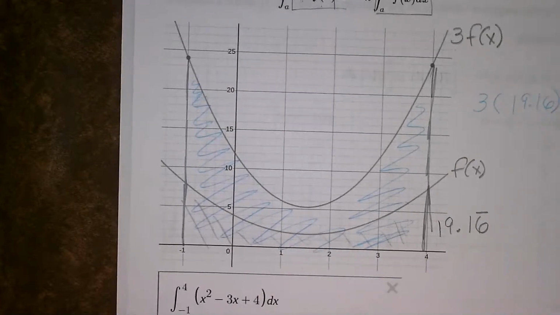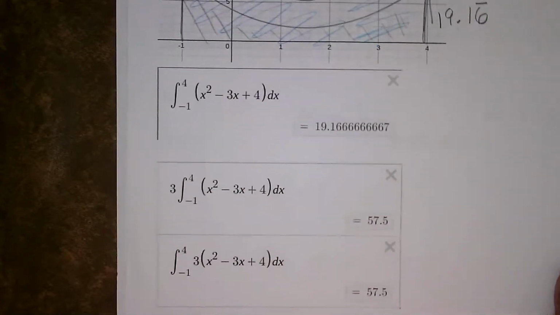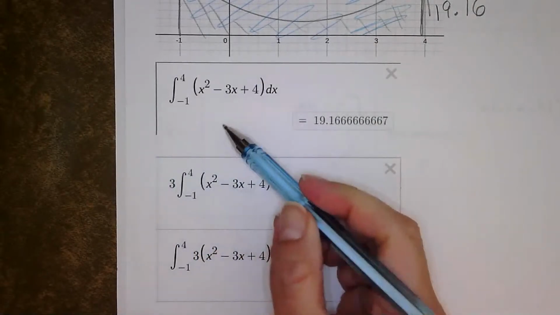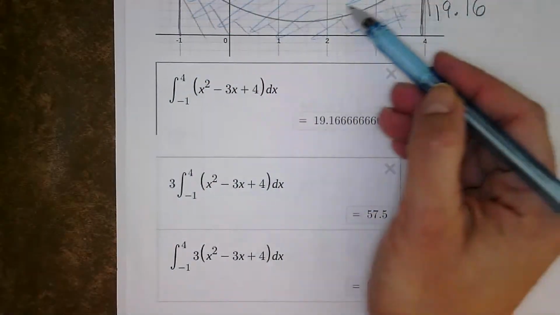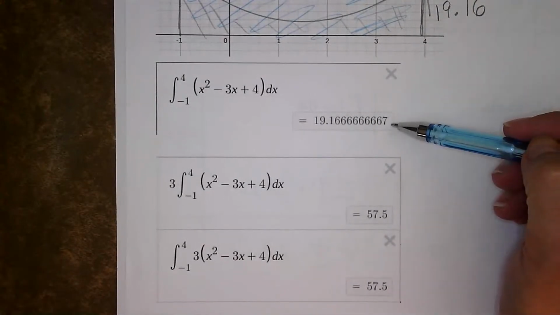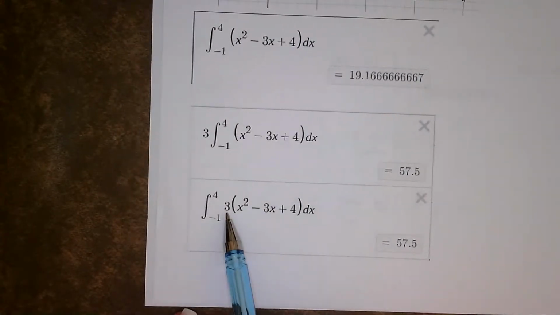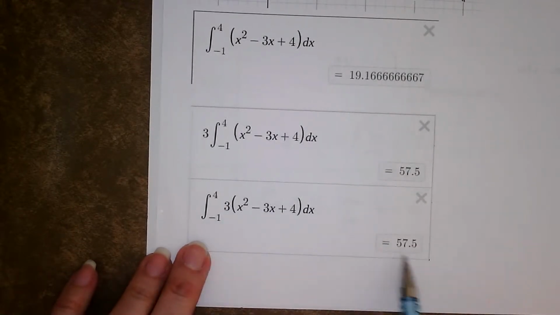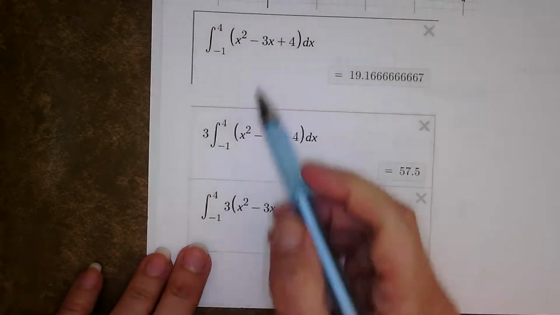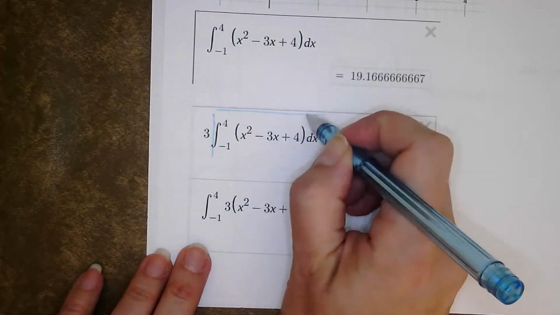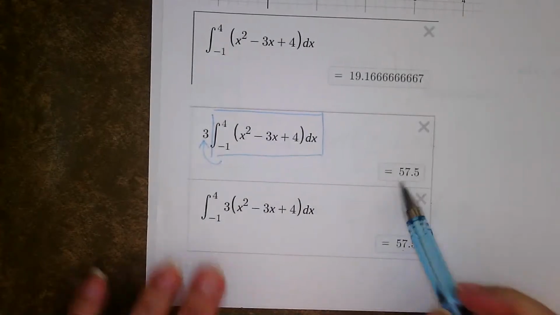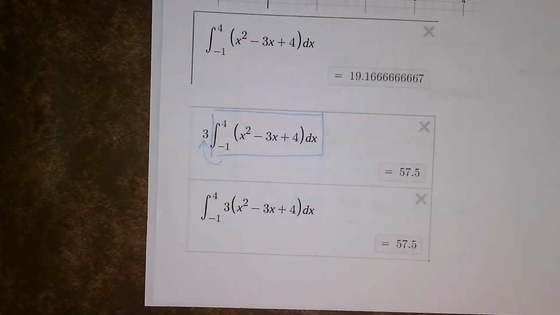So in integral notation, down here, this is our original function. That small piece I colored in pencil was 19.16. So if I multiply the function by 3 and find the integral, that area is 57.5. Or if I just take the integral first and then multiply by 3, the area, again, is 57.5.